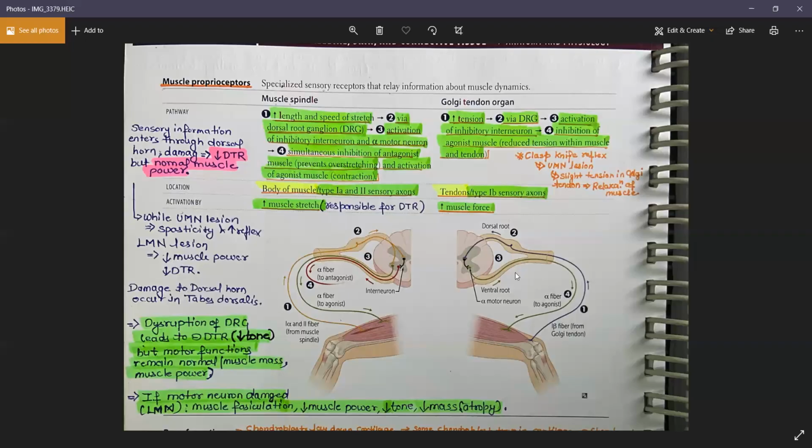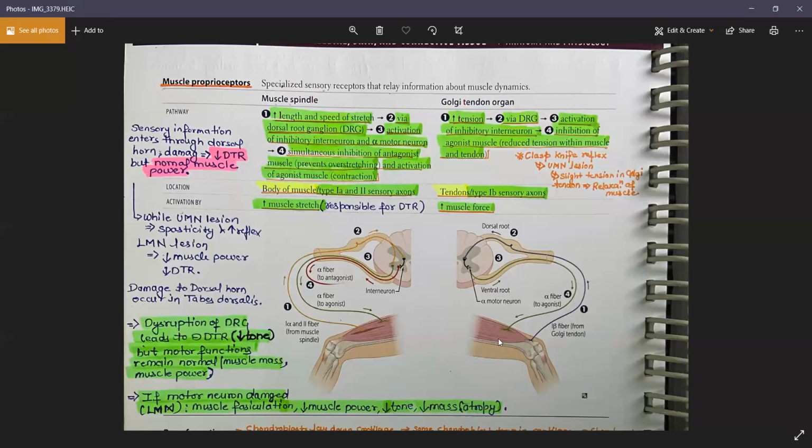Yeah, thank you. And please remember the fiber names. From the Golgi tendons, these are the 1b fibers. So 1a fibers from the spindles and 1b fibers from the Golgi tendons. And it is always the alpha neurons, which are the motor neurons, which will relay the information from the spinal cord to the muscles, right?